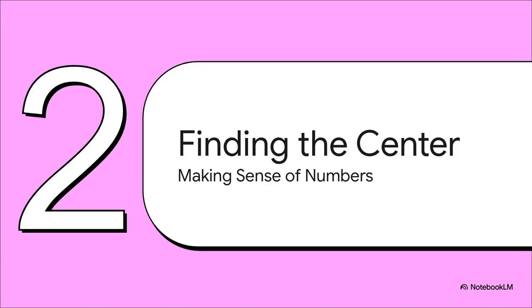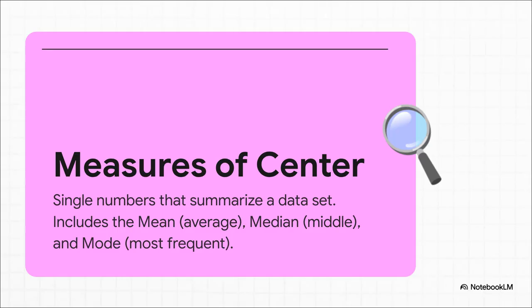Okay, so we've got our list of 10 numbers. What's the very first move for any data detective? Well, we have to find the heart of the data. We're looking for its center. That one number that kind of gives us a quick snapshot of what's typical for the whole group. And to do that, we've got this awesome toolkit called Measures of Center. And you've probably met these guys before. We've got the mean, the good old average. There's the mode, which is just the number that shows up most often. And then there's the median, the one smack dab in the middle. Each of these tools gives us a slightly different clue about where that center is.